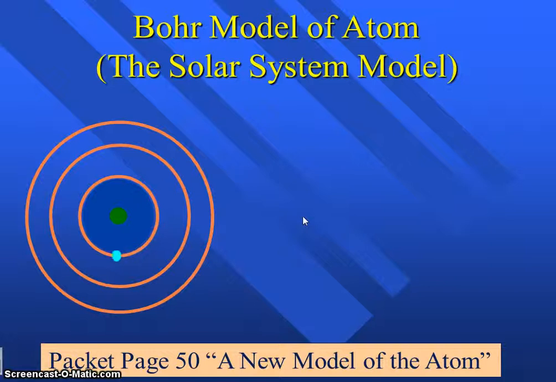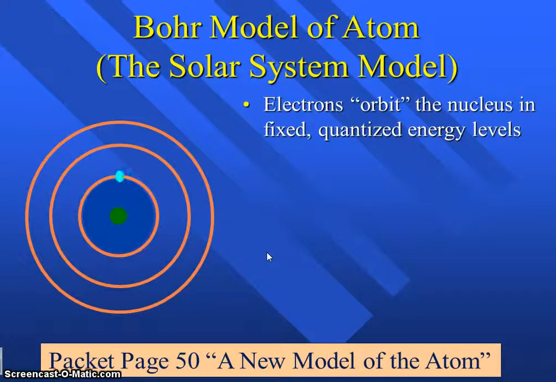His model is often called the solar system model for kind of obvious reasons. This looks like the sun in the center here, and it looks like we have our planets orbiting around the sun. Well, basically, his model says that your electrons are present in certain fixed energy levels, very similarly to the way the planets have a fixed orbit around the sun. And so there's no random motion here.